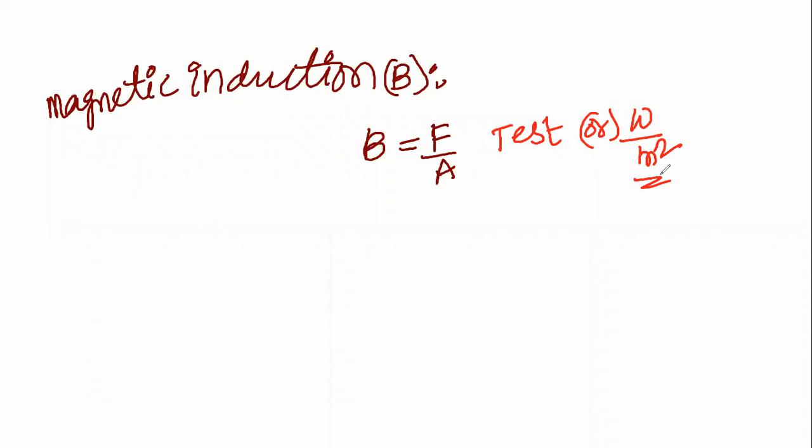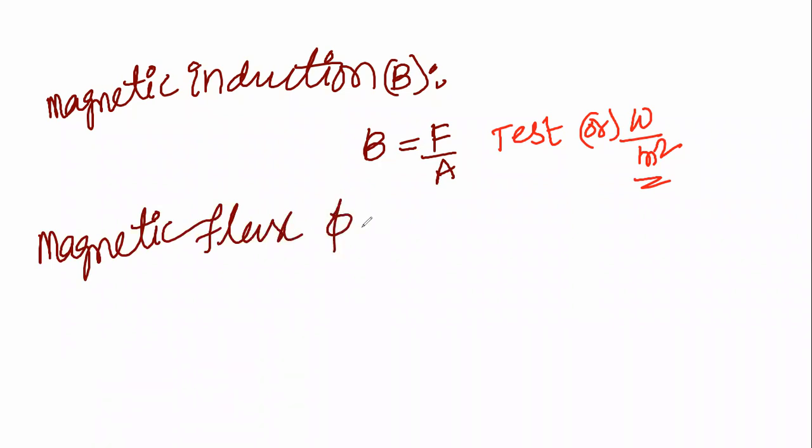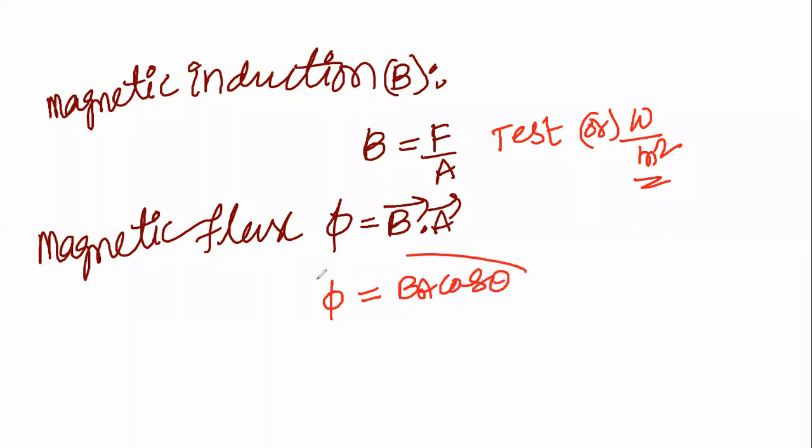Like this, we may take. Whenever we take this, the magnetic flux phi is equal to B bar dot A bar. Phi is equal to BA cos theta. Based on the theta, flux may be positive, may be negative, may be 0. That we will take, right?